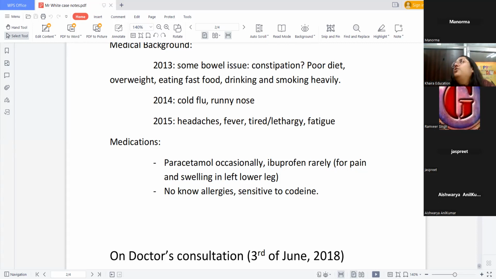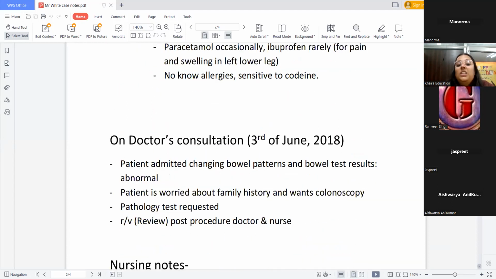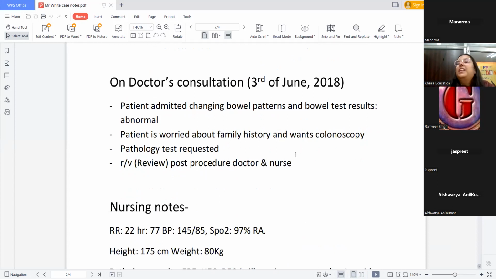So this is the history of the patient as far as medicine and medical conditions are concerned. On 3rd of January, today, he came to the general practitioner for a consultation. During the consultation, he admitted changing bowel patterns and that his bowel test result is abnormal. He said that his bowel pattern is now changing, probably the passing of the feces is not the same, and that his bowel cancer scan result is positive. He's worried because his family history is positive for cancer. And then he said, I want a colonoscopy.